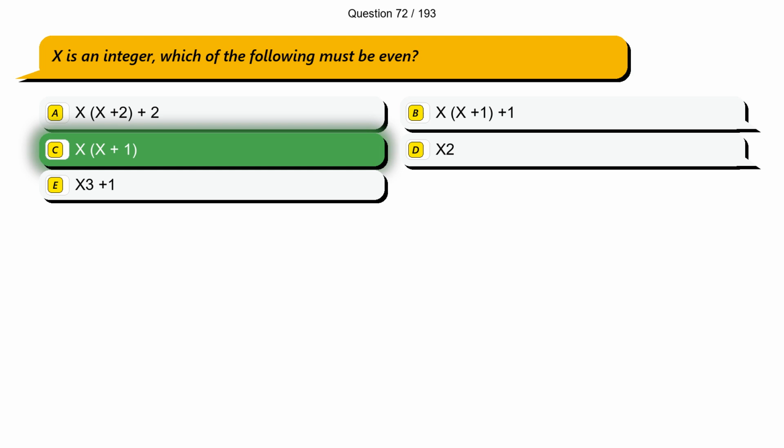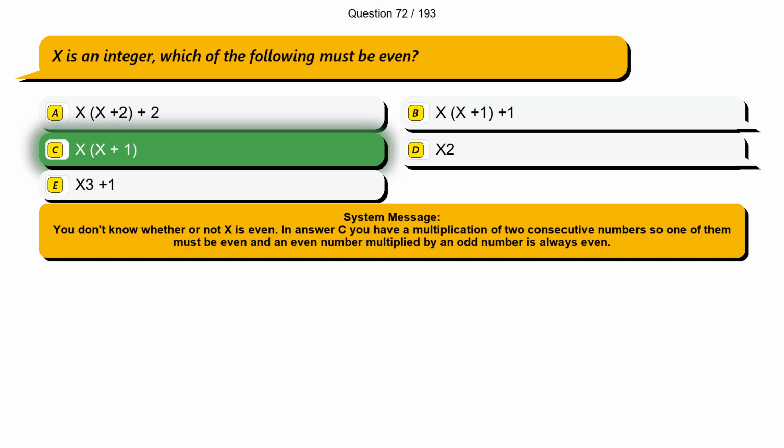The correct answer is option C, x(x+1). You don't know whether or not x is even. In answer C you have a multiplication of two consecutive numbers, so one of them must be even, and an even number multiplied by an odd number is always even.